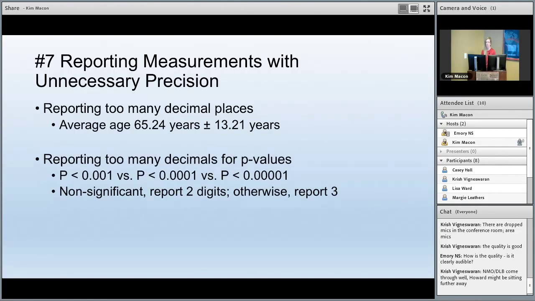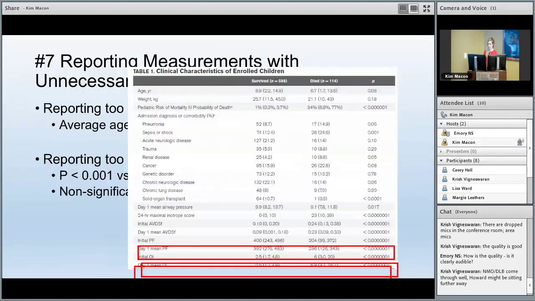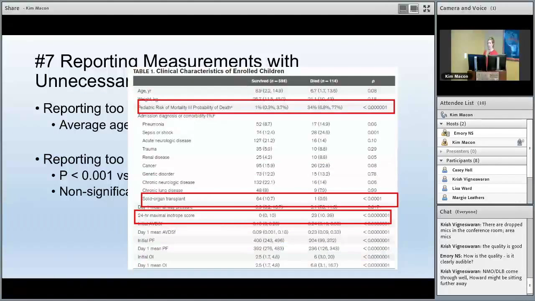My favorite is when we report p-values, right? What is the difference between these three p-values? This must be really significant. In fact, I do a journal club for Pediatric ICU, and one of the papers we reviewed last week had this. Again, I just started laughing because I don't even know what this means.